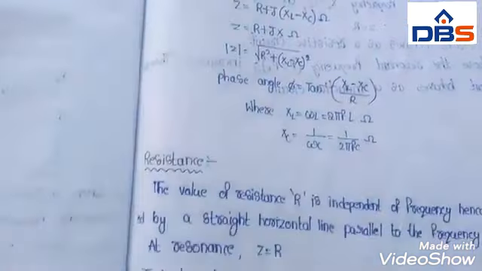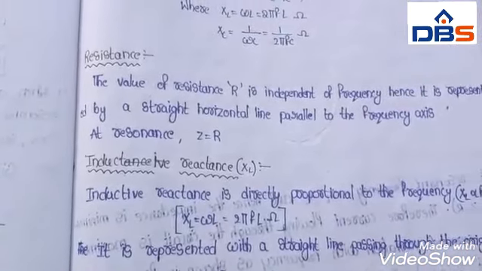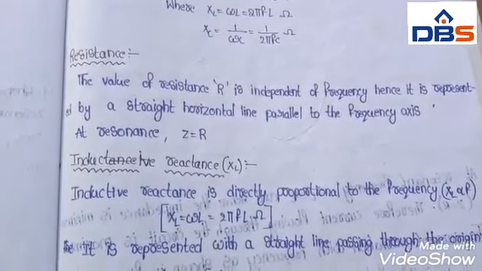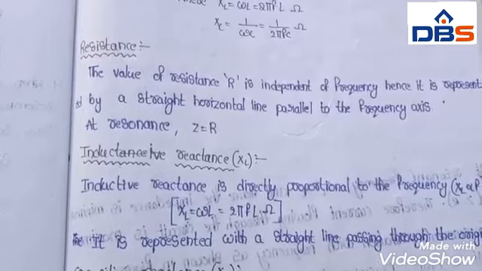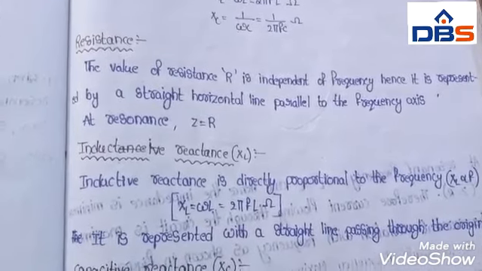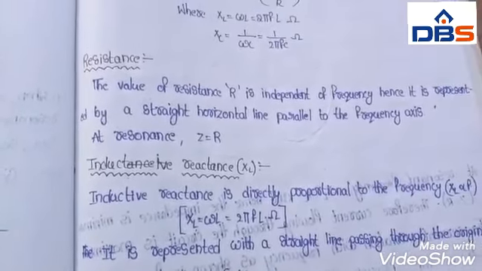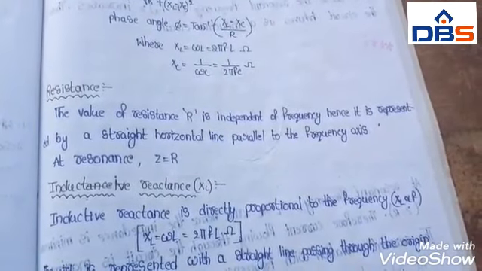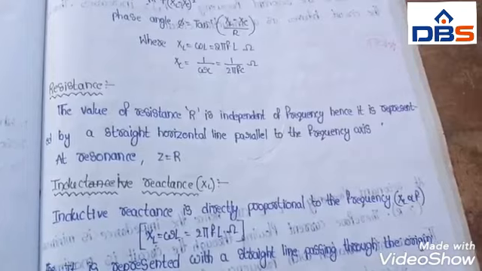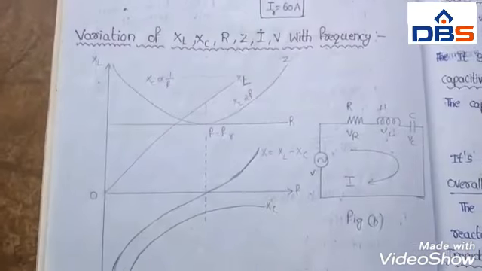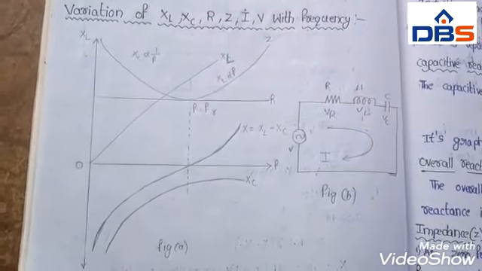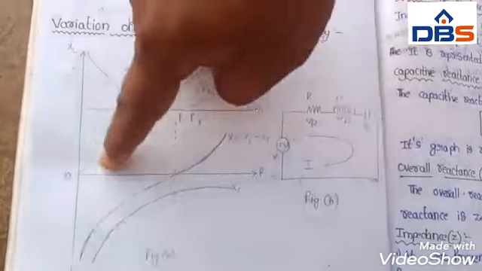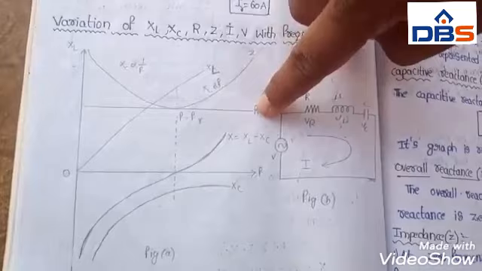Coming to the first parameter, resistance. The value of resistance does not depend upon the frequency, that is, it is independent of the frequency, such that it is a straight line parallel to the x-axis. At resonance the value of impedance is nothing but resistance. So, clearly, the resistor value is parallel to the x-axis. This is the resistor value.